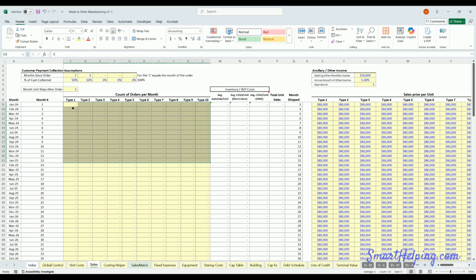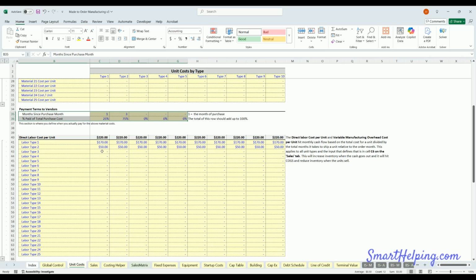So let's say you have a product, 100 units are ordered in month 2, and it takes 3 months to ship these units. That means in month 2, month 3, and month 4, we're producing the units. So while we're producing those units, we have these costs happening.